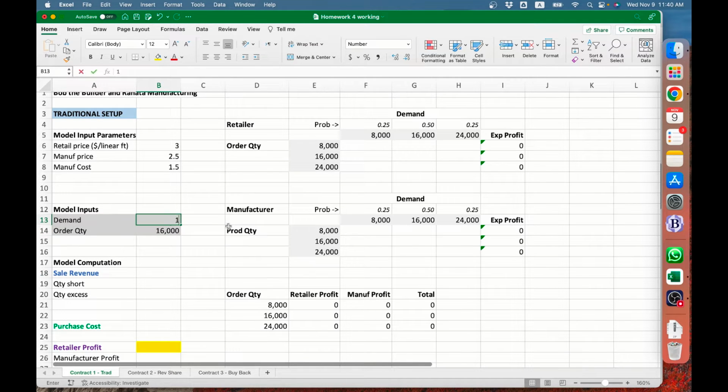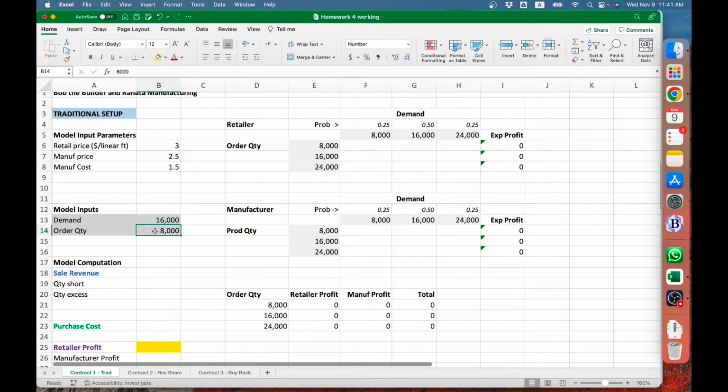Then imagine if Barbara ordered 16,000 and demand was only 8,000, then how much would you sell? You would only sell 8,000. Sorry, if demand was 16,000 and Barbara ordered 8,000, yes, you would only be able to sell 8,000 even though the demand is more, right? Because you don't have any other stock to sell. How will you sell more than the stuff you have in stock?